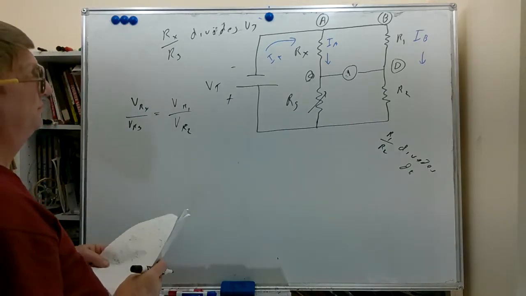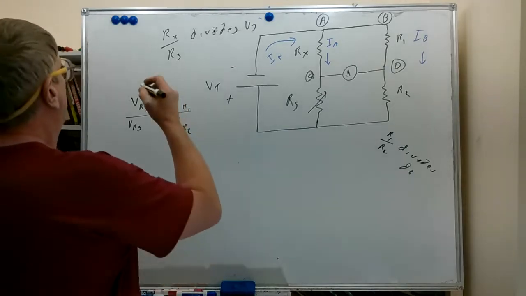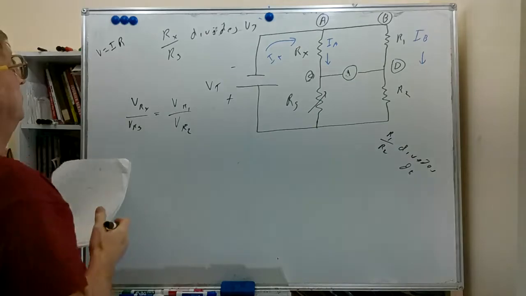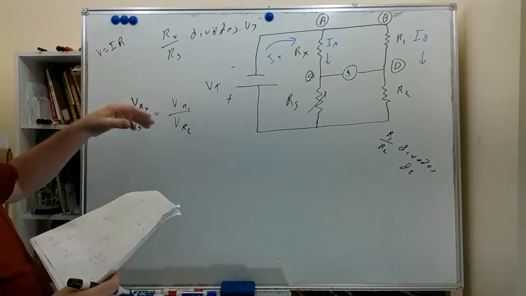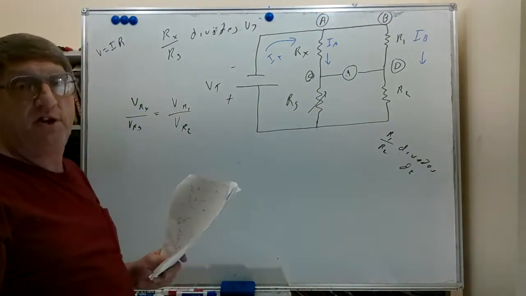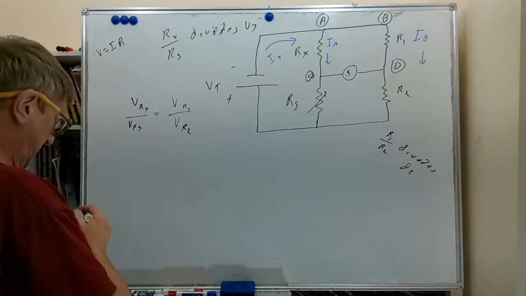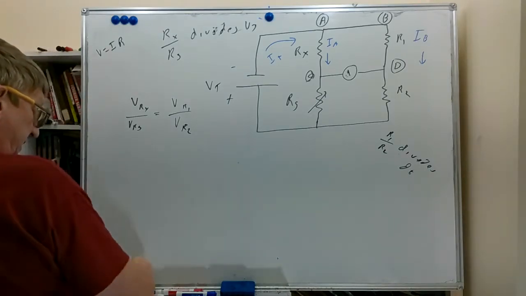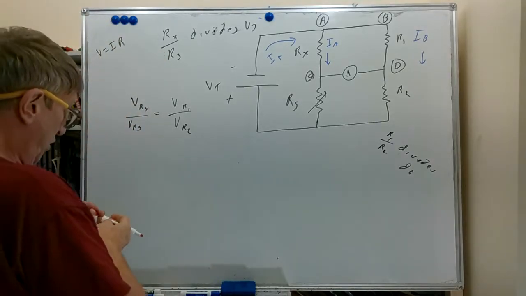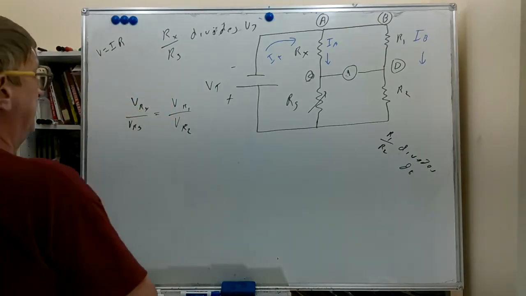Now, we remember our Ohm's law where we said voltage equals IR, voltage equals current times resistance. We have IA here in this branch with RX and RS. We have IB in this branch with R1 and R2. So we're going to do a little bit of calculating with that. We're going to do some substitution on this particular proportion that we've done here.